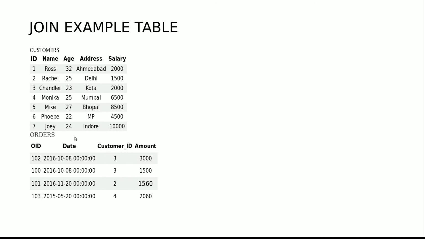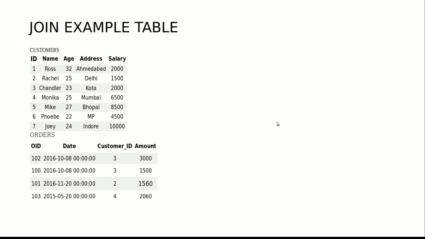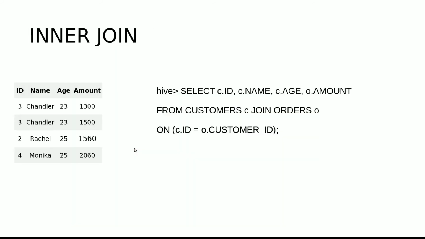So you can see the inner join query. We just write select c.id. What is c? C is the abbreviation of customers. c.id, c.name, c.age, o.amount, and we just get it from customers join orders on. This is the condition on which the join will occur. As you can see over here, c.id and o.customer ID we have written. So we get the result as it is.